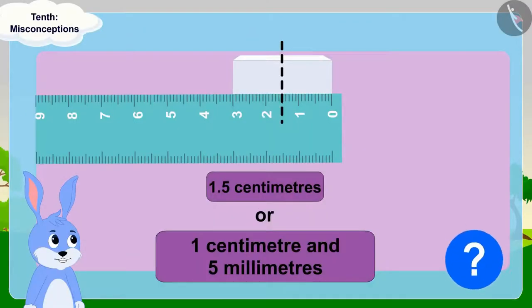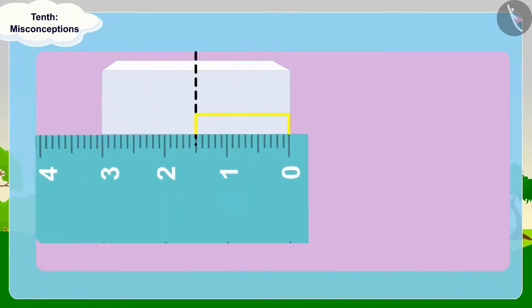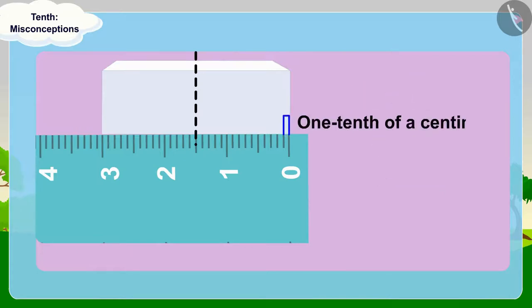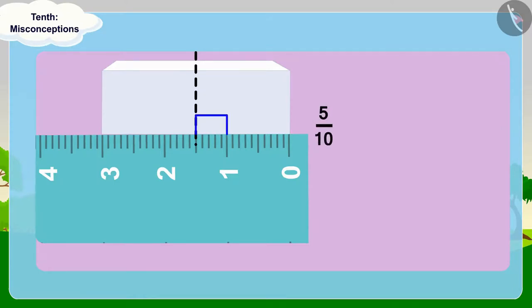Children, is what Bunny said correct? Half of the eraser is 5/10 more than a centimeter, so we can write it as 1.5 using decimals. And we also know that 1/10 of a centimeter is equal to 1 millimeter. So 5/10 of a centimeter will be equal to 5 millimeters. Bunny's statement is absolutely correct.